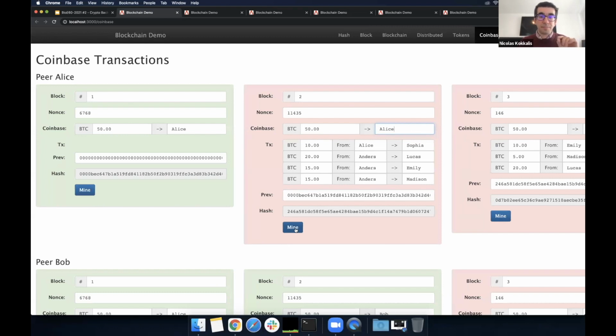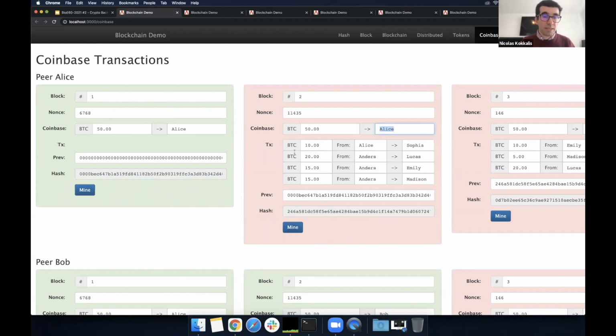But this aside, that is one way. That's what people do. They're putting their name in the Coinbase. They click mine, and they hope that they will get the Coinbase.